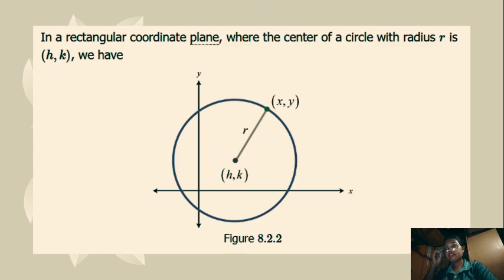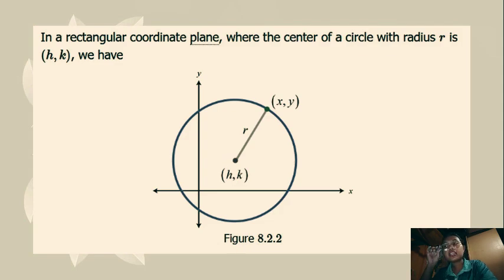Okay, now that we have defined what a circle is, let's see how we can represent it in a coordinate plane. In a rectangular coordinate plane, we can define a circle mathematically based on its center and radius. The center of the circle is represented by the point (h, k). The radius r is the fixed distance from the center to any point (x, y) on the circle. This setup is very important because it allows us to derive the standard equation of a circle, which we will explore next.